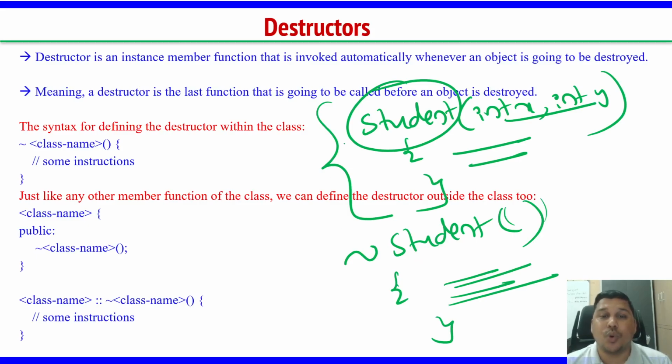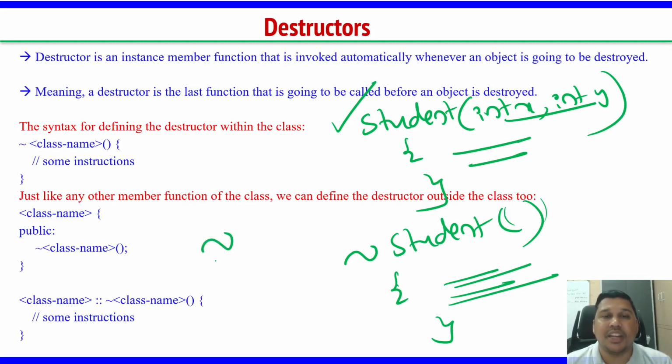So when you don't have a tilde operator in front of the class name, it's a constructor. If you write a tilde operator in front of the constructor name, that becomes a destructor. So that is the notation here, right?